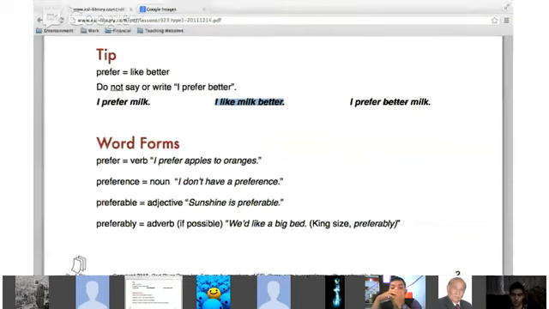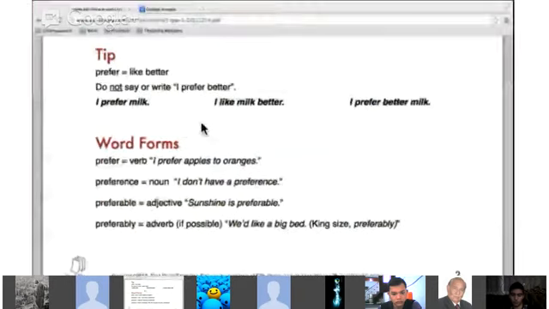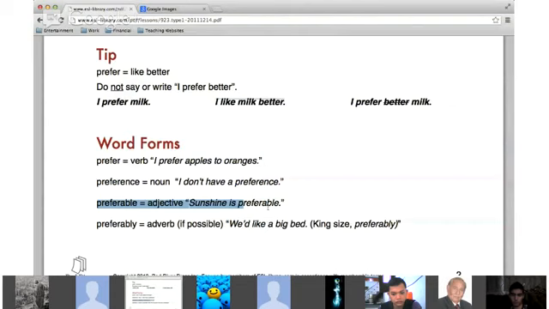Flavio? Let me have you read the first 2 word forms, please. Prefer, verb. I prefer apples to oranges. Preference, noun. I don't have a preference. Okay, good, thank you. Fuad, please read the next 2. Fuad doesn't have the mic. Jewel, the next 2, please.